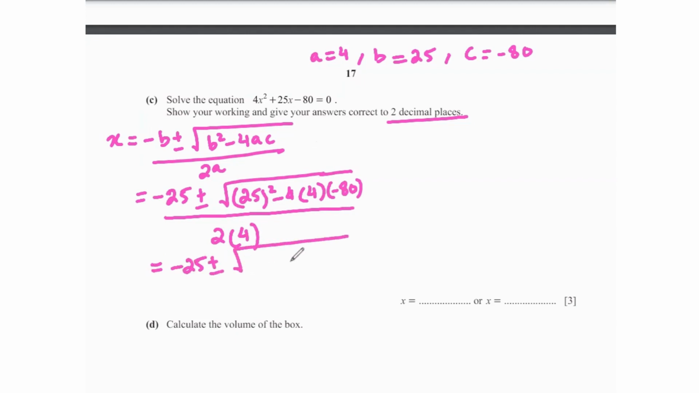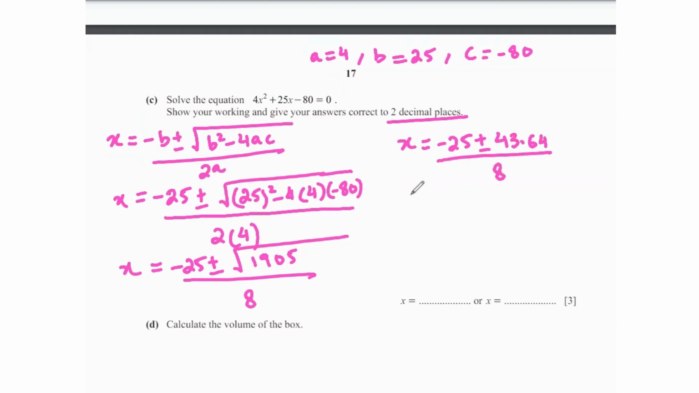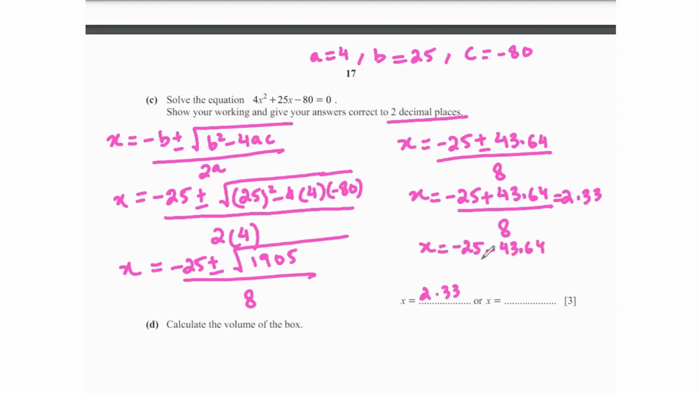Negative 25 plus or minus the square root of 1905, over 8. The square root of 1905 is 43.64. So negative 25 plus 43.64 over 8 equals 2.33, which is our first value. And the other is going to be negative 25 minus 43.64 over 8, which will give us negative 8.58. So these are your x values corrected to 2 decimal places.